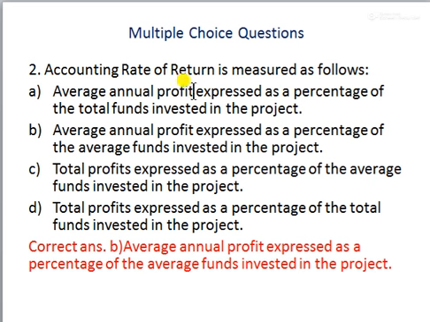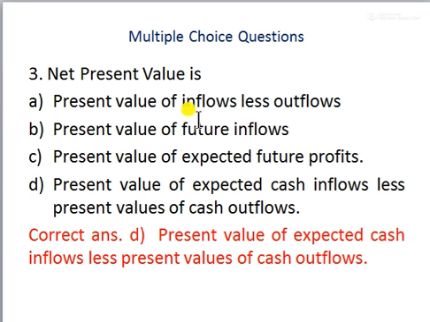ARR, accounting rate of return, is measured as follows. The correct answer is average annual profit expressed as a percentage of average funds invested in the project. Net present value is, the correct answer is, present value of expected cash inflows less present value of cash outflows.